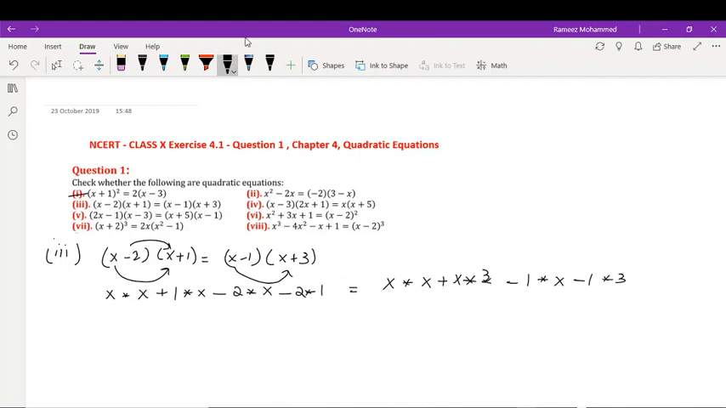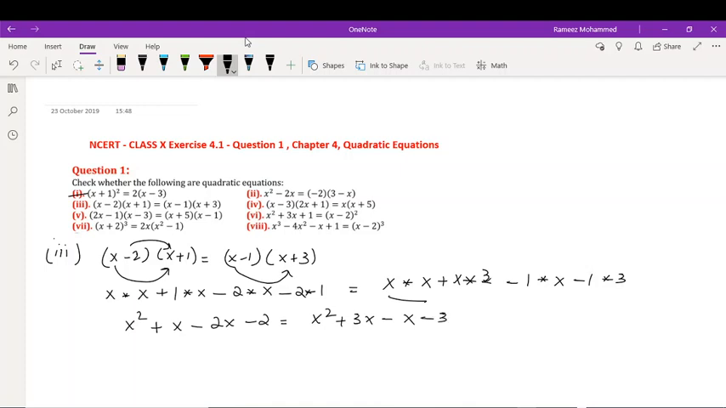Great. So I can rewrite this as x square plus 1 into x is x, and minus 2 into x is minus 2x, and minus 2 into 1 is minus 2, is equal to x into x here is x square, and x into 3 is plus 3x, and minus 1 into x is minus x, and minus 1 into 3 is minus 3.